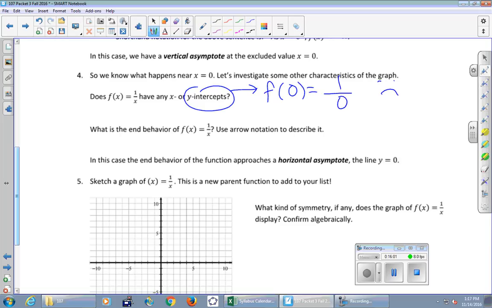To find x-intercepts, we let what equal what? Let f of x equal 0, or y equals 0. So for this piece, I'm going to do 0 equals the original function. Okay? And so I want to know what value of x I can plug in to solve that equation.